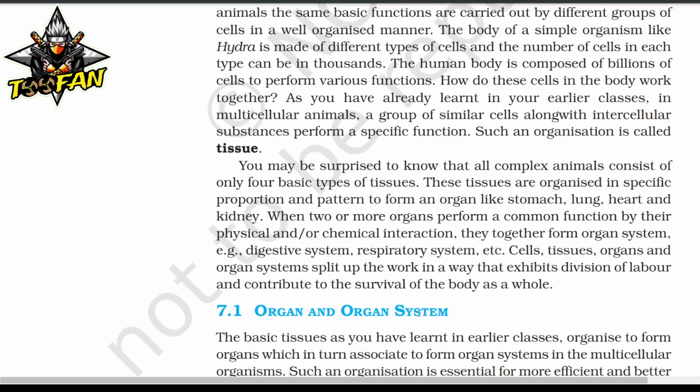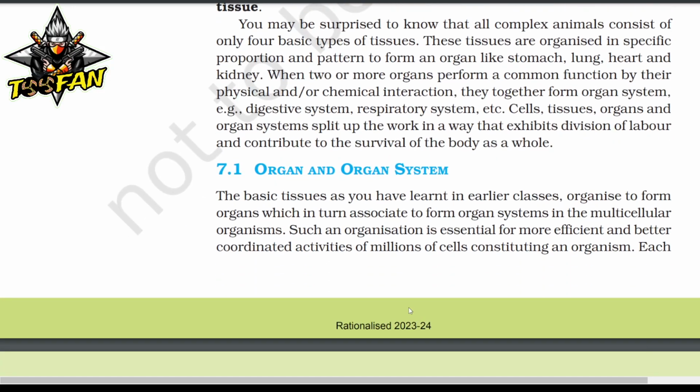When two or more organs perform a common function by their physical and/or chemical interaction, they together form an organ system. Example: digestive system, respiratory system, etc. Cells, tissues, organs, and organ systems split up the work in a way that exhibits division of labor and contributes to the survival of the body as a whole. Organ and organ system: the basic tissues, as you have learned in earlier classes, are organized to form organs, which in turn associate to form organ systems in the multicellular organism.